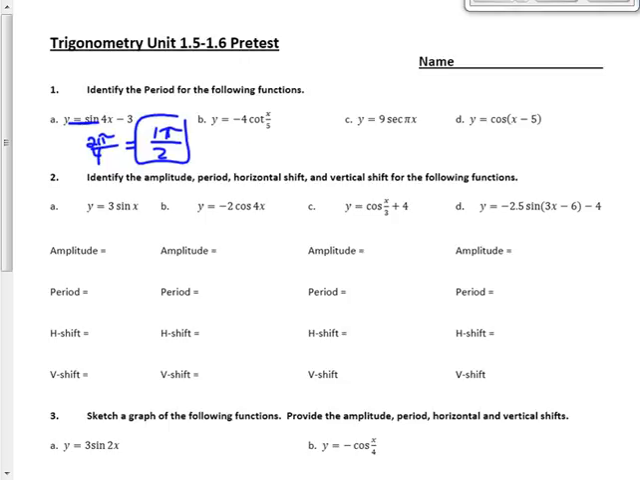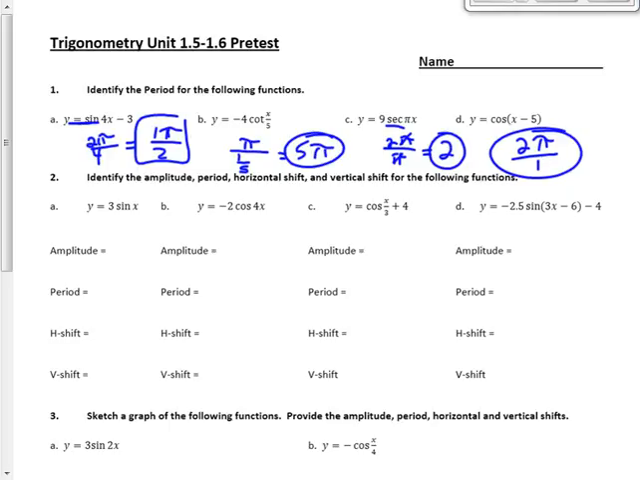Part B, this is a cotangent. Cotangent has a period of pi, and so I'm going to divide that by the number in front of the x, which is a 1/5. When I flip that over, I get 5 pi. Secant has a period of 2 pi, so I'm taking 2 pi divided by pi. Secant is the reciprocal of cosine, so then the pi's cancel out, and I just get 2. And lastly, here's a cosine, that's 2 pi divided by the number in front of the x, which is a 1. I can just leave it like that, I don't have to do anything else with it.